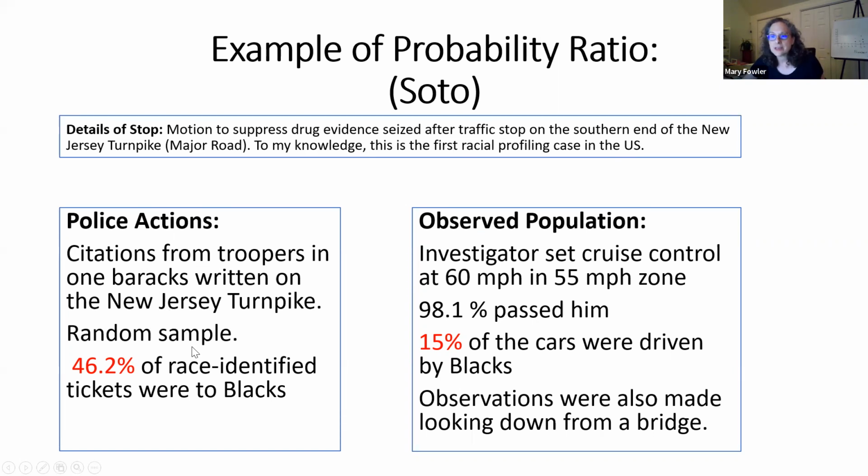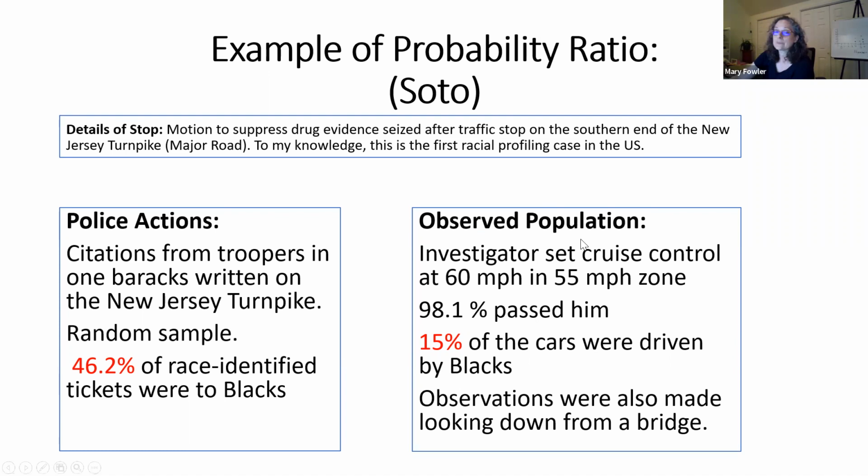And in that random sample, 46.2% of the tickets that had race included recorded race as Black. So there was an issue with missing data. The race was not included on many of the citations. That's an example of why we really do need to have guidelines or requirements for recording police actions, race of individuals subjected to police actions.